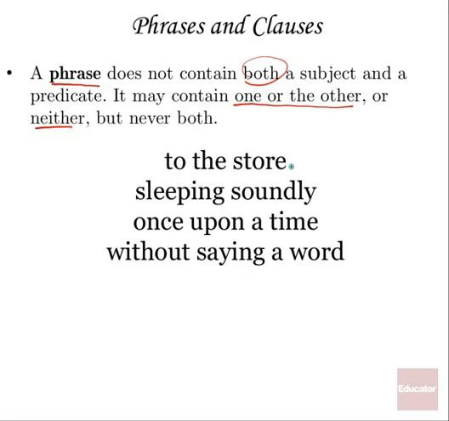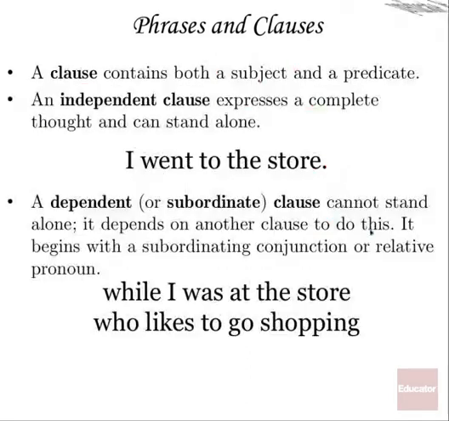So we have things like to the store, which is a prepositional phrase. It has an object, but no subject, no predicate. We have sleeping soundly, which is participial, but no subject. We have once upon a time. Once again, we have an adverb and a prepositional phrase, but no subject, no predicate. And without saying a word, another prepositional phrase.